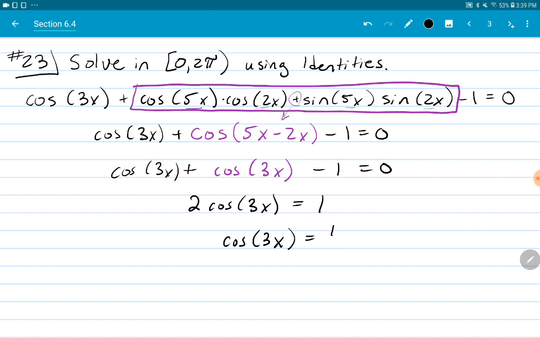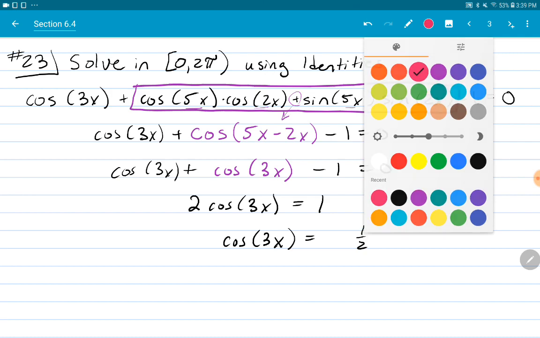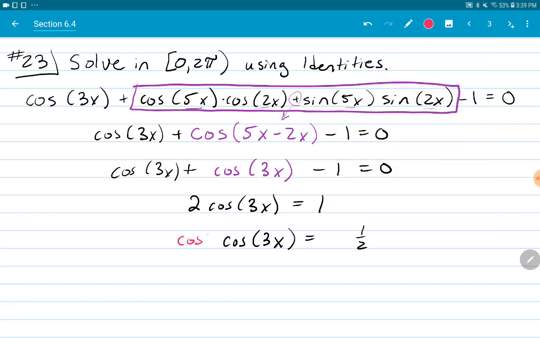Then I can leave a little space for my cosine inverse here. So I can take my cosine inverse of both sides, and I get that 3x equals, let's see, cosine equal to 1/2 at pi over 3, or 3x equals 5 pi over 3.